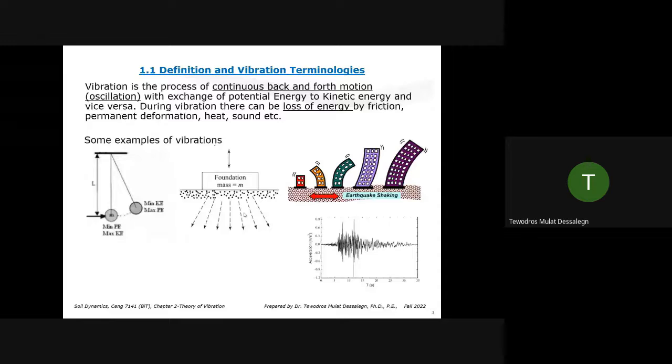So the first section, which is definitions and vibration terminology, we're trying to cover seismic vibrations, but when we say vibration, it's a wide topic. It's any oscillation, any back and forth motion. For example, it can be a pendulum swinging back and forth. That's also a vibration.